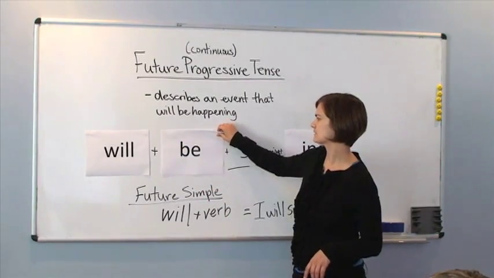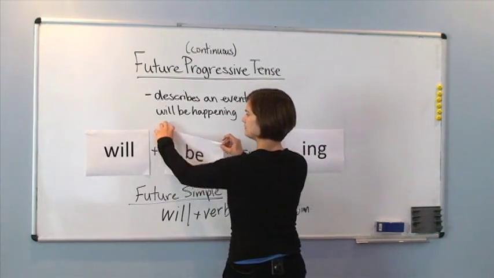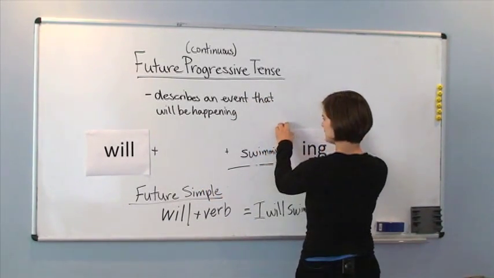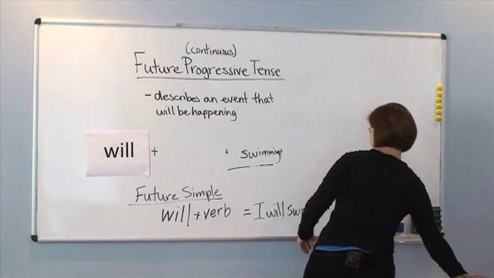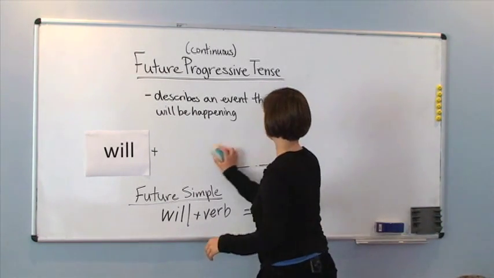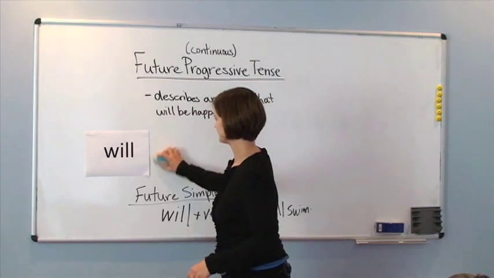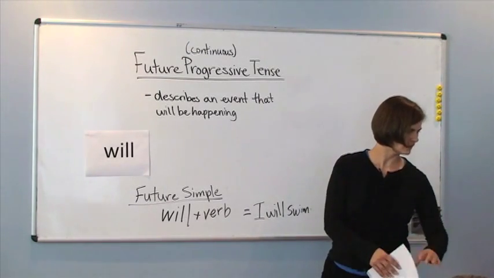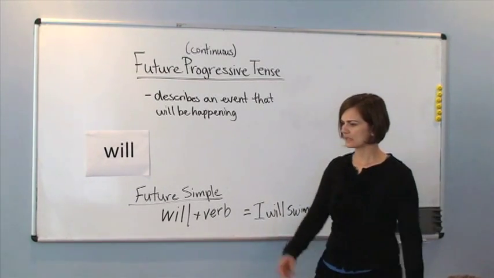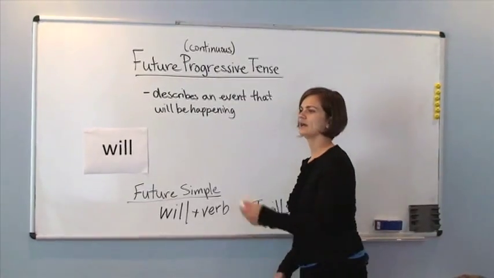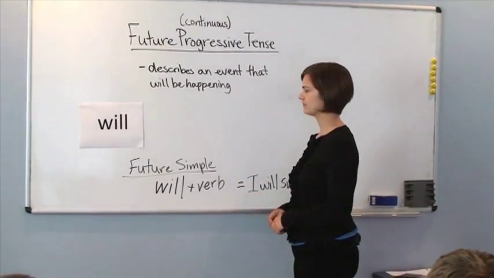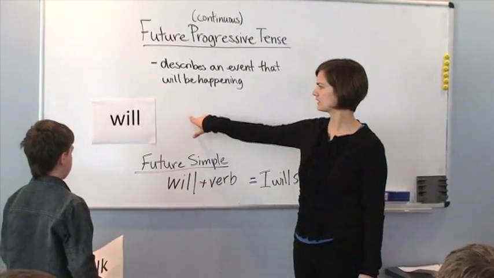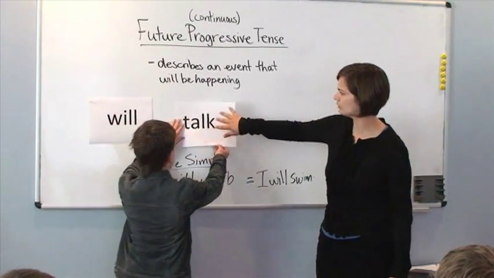So we don't use this be, and we don't use our ing. We use, who has a verb out there? Let's do some future simple sentences. Okay. Sasha, can you please come up with your verb? Okay. Can you put yours up there? Let's make a sentence with will talk. Can you put talk right there? Just hold it for us. I'll hold the one side.